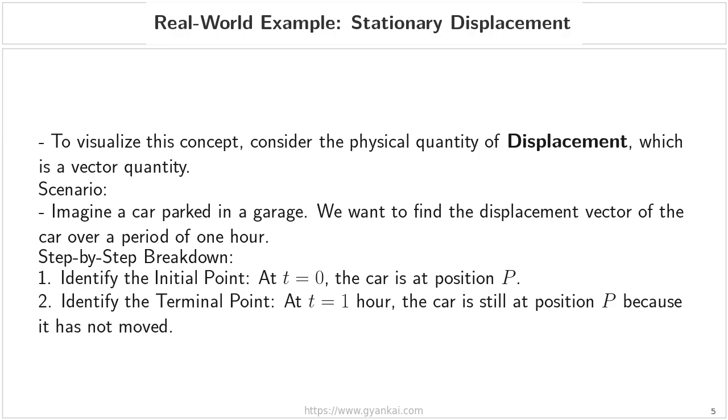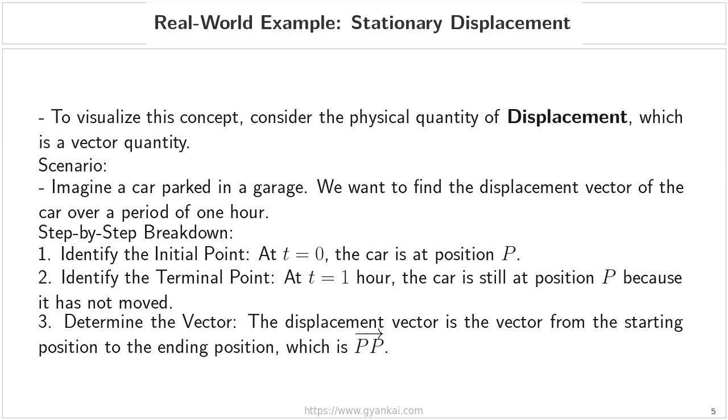Next, we identify the terminal point. After 1 hour has passed, we observe the car. Since the car has remained parked and hasn't moved at all, it is still at that exact same position, P. Now we determine the vector. Since displacement is the vector from the starting position to the ending position, we represent this as the vector from P to P, written as P arrow P.